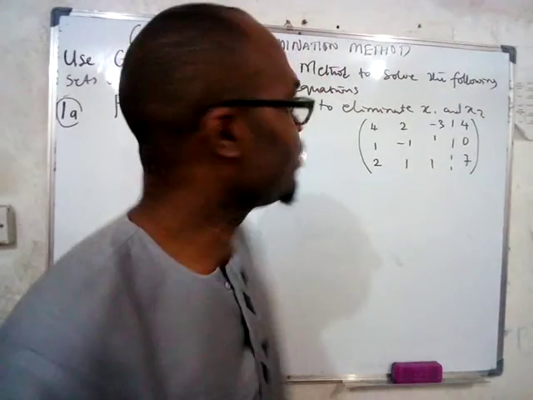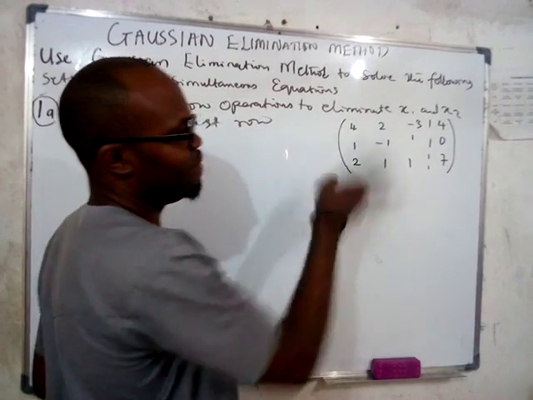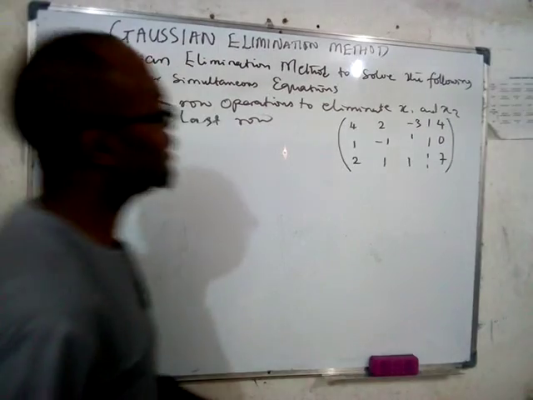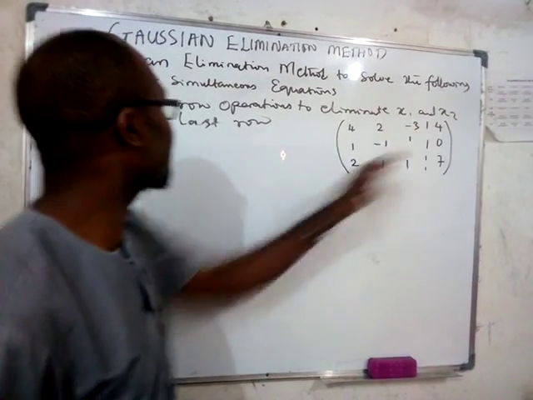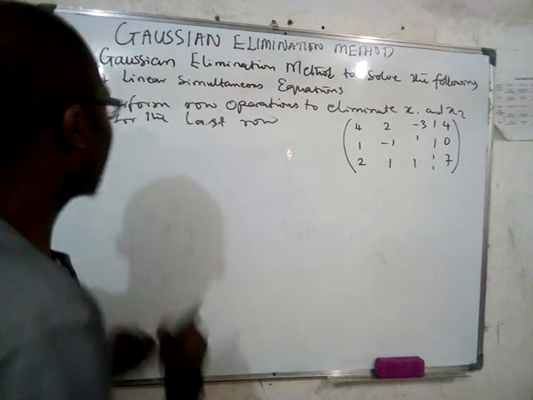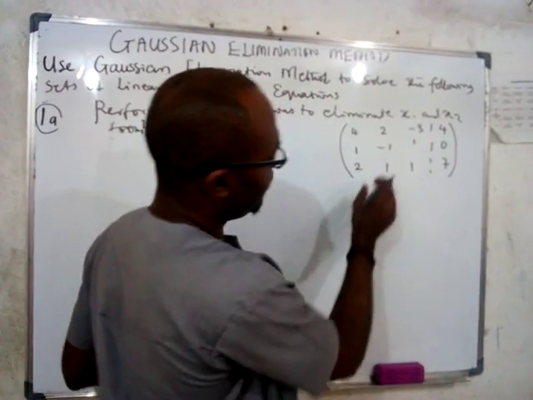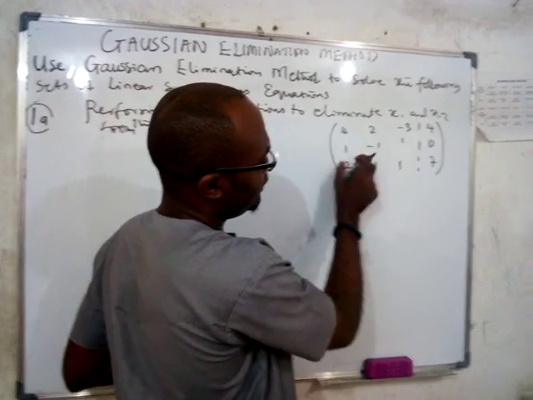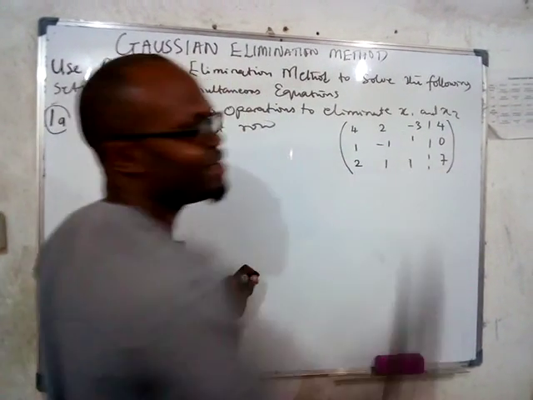Yes, so after augmenting the matrix, this is the matrix we have now. After augmenting and pivoting, we have this matrix. So the next thing we do is to what? Perform row operations to eliminate x1 and x2 from the last row. This is the last row. We want to be able to make everything here 0, 0, 0, so that we can just equate what is here to what is here to get x3.